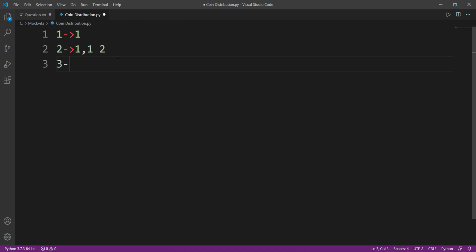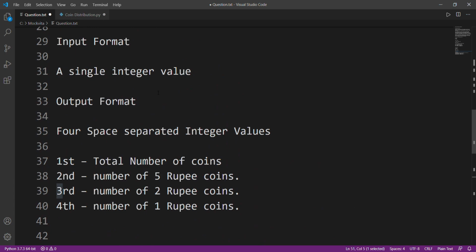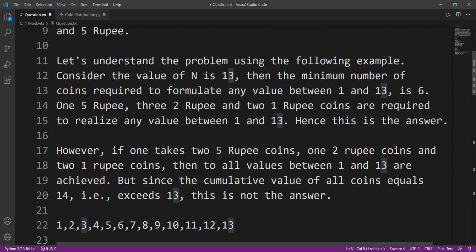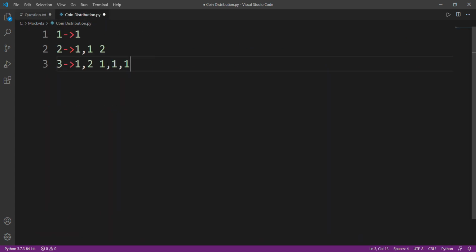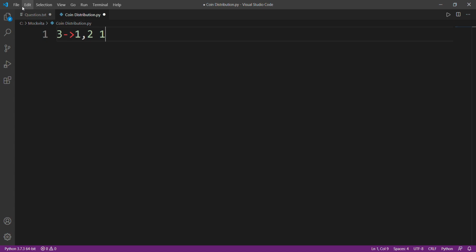If I want to make 3, then again I can take 1 and 2, or 1 and 1 and 1. But according to the question, what is our job? Find the minimum number of coins. So instead of taking 1, 1 and 1, we'll take 1 and 2. We'll prioritize this over the other solution because we want to find the minimum number of coins. What he means by minimum number of coins is that when you want to make 3, you have two options, 1 and 2, and the other option 1, 1 and 1.